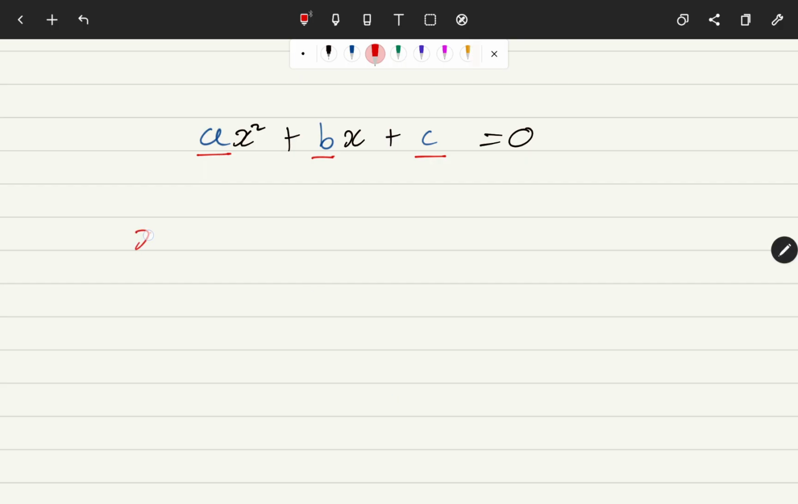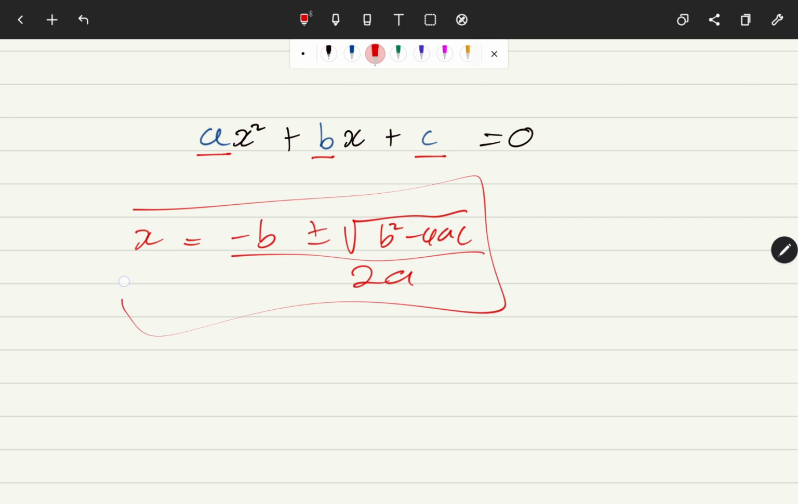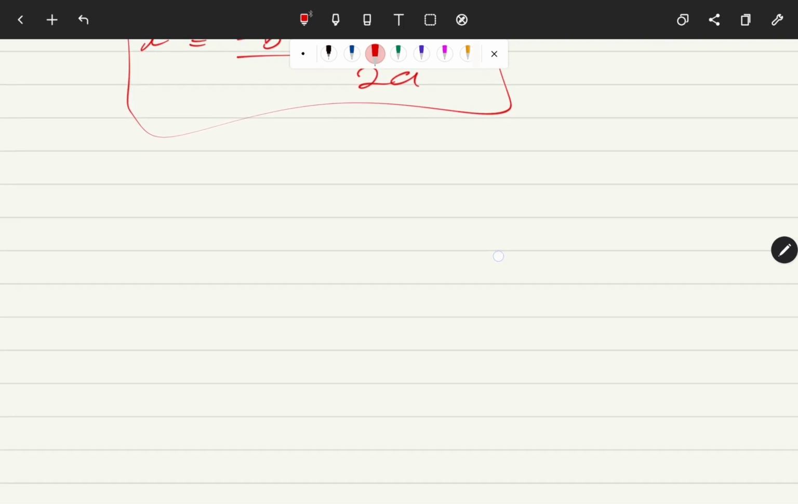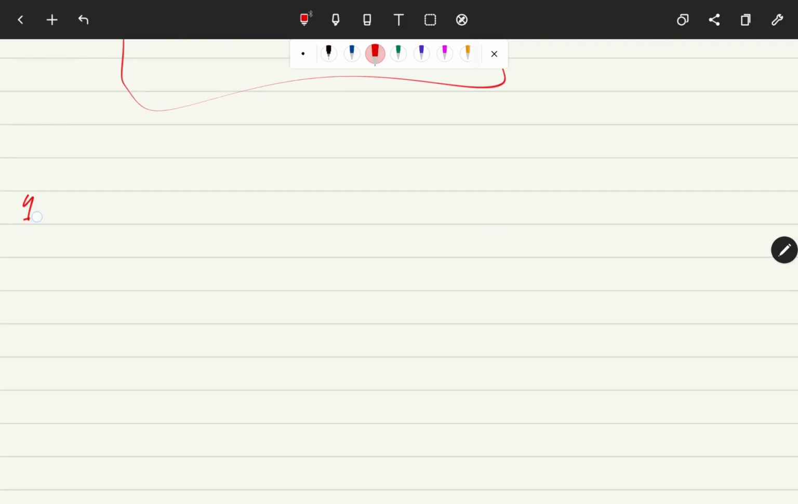Oh, by the way, just in case you forgot, the quadratic formula is minus b plus or minus square root of b squared minus 4ac all divided by 2a. This is the quadratic formula. So now the first question is 9 into k squared minus 1, and that is equal to 7k. Cool stuff. So this is a nice problem.